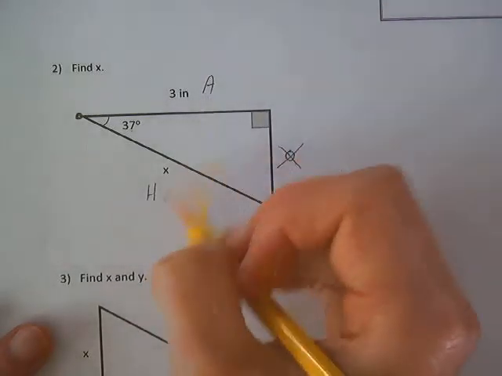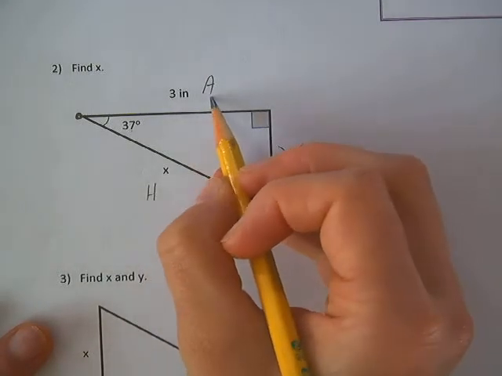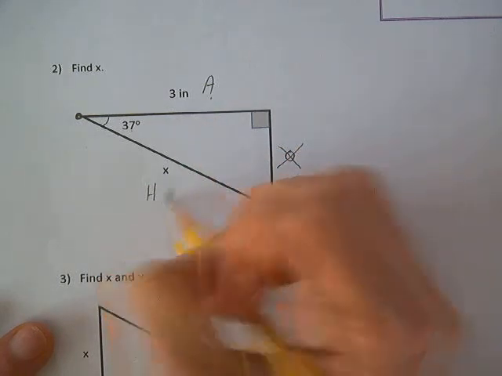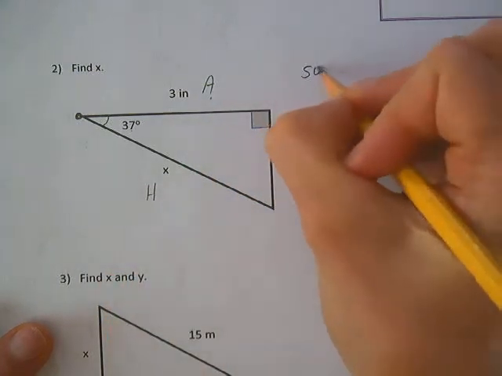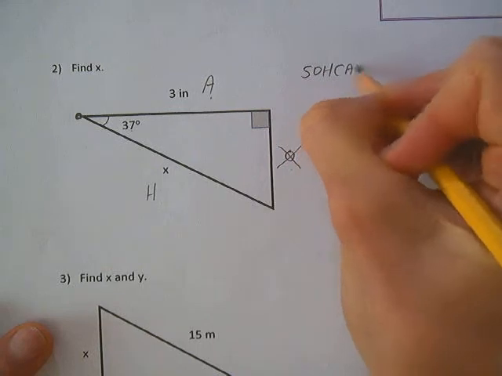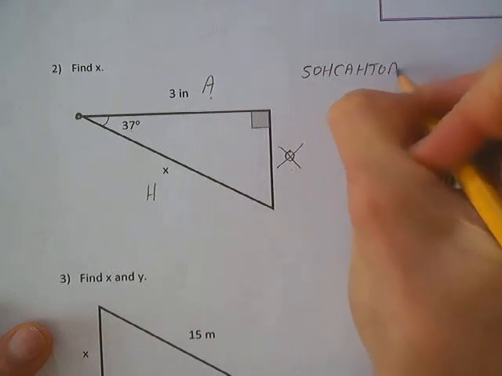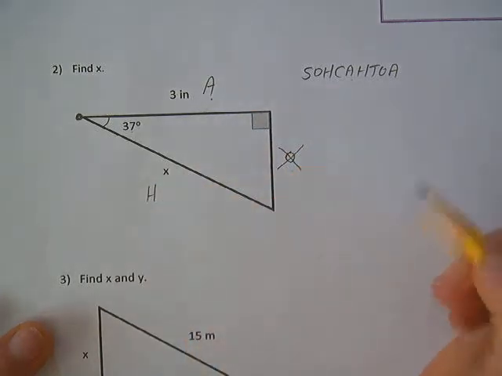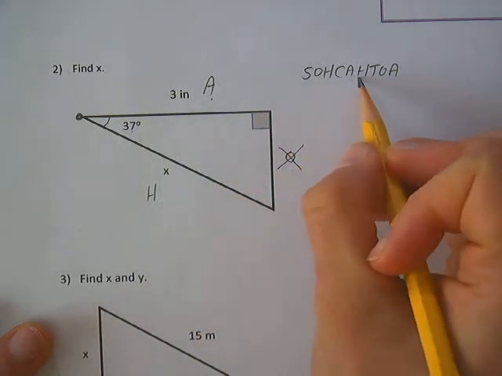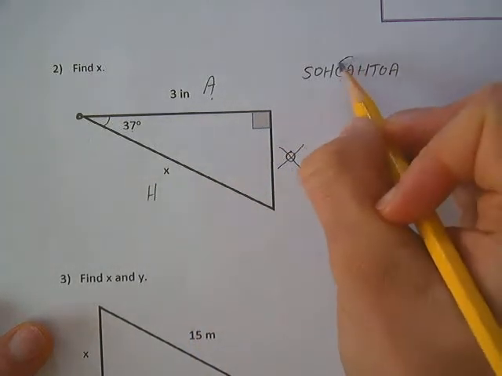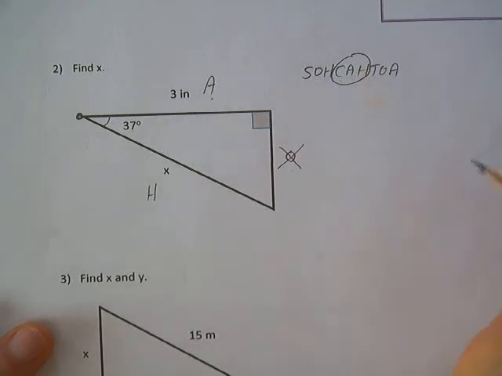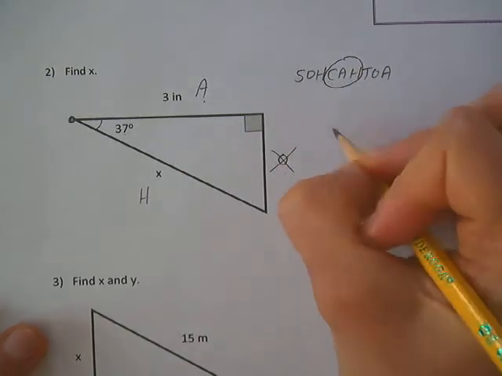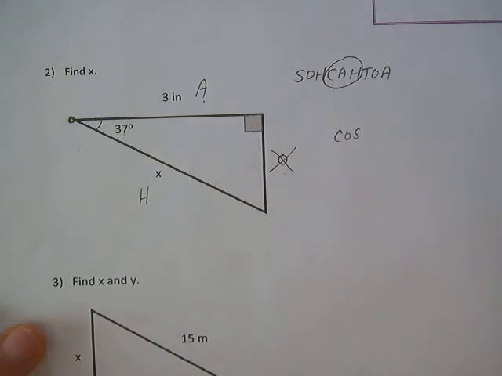And then you look at what's left. We're left with the adjacent and the hypotenuse. So if we write our handy dandy word down, SOHCAHTOA, which function deals with both adjacent and hypotenuse? Well, if you look, the cosine has both the adjacent and the hypotenuse with it. So that means we use the cosine function.